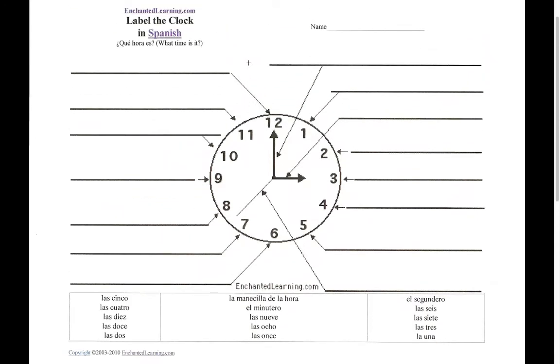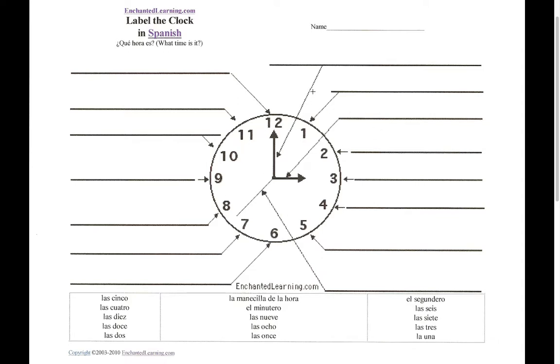This one is probably the easiest. It's simply labeling a clock in Spanish. ¿Qué hora es? What time is it? So you're looking at la hora and writing las 12, por ejemplo. It also has some extra things in here, vocabulario extra, those being the hands on an analog clock. So they have la manecilla de la hora, the hour hand, which, por supuesto, of course, is the shorter hand. So that is where you would label la manecilla de la hora.